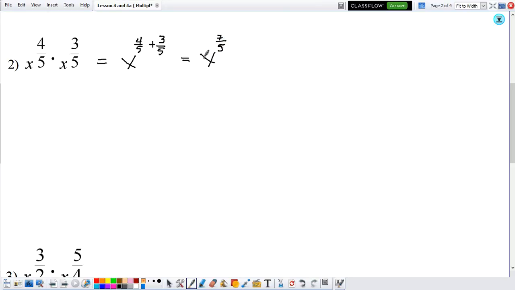Now that we have x to the 7/5, we know how to go from an exponent to a radical. Here the base is x. Then we're going to write this as a root, and you have to remember that your denominator is your root, which in this case is 5, and your numerator is your exponent. So now we're going to raise all this to the 7th exponent.